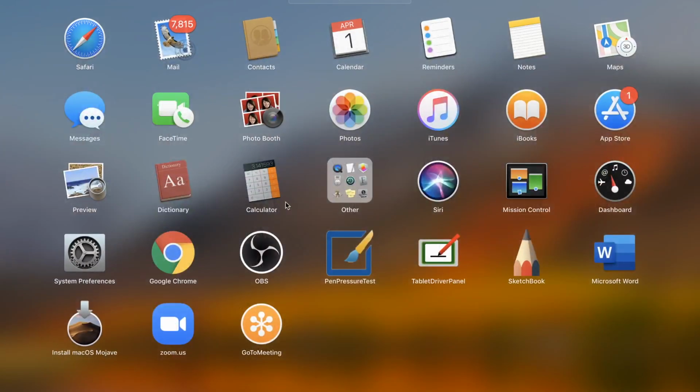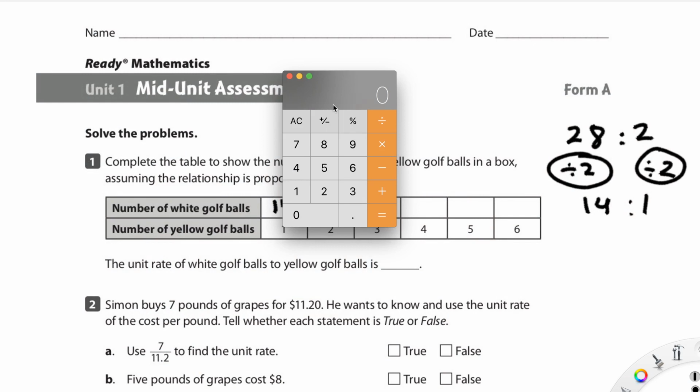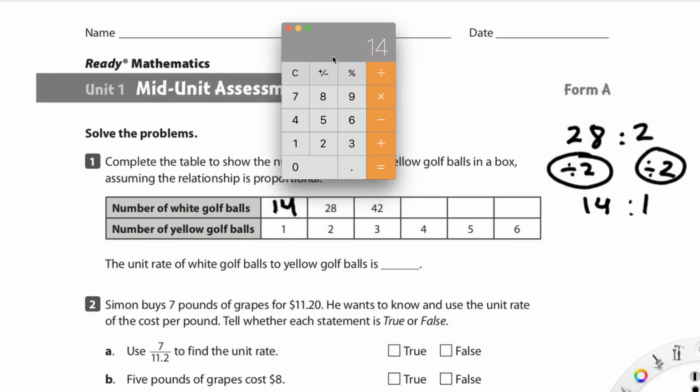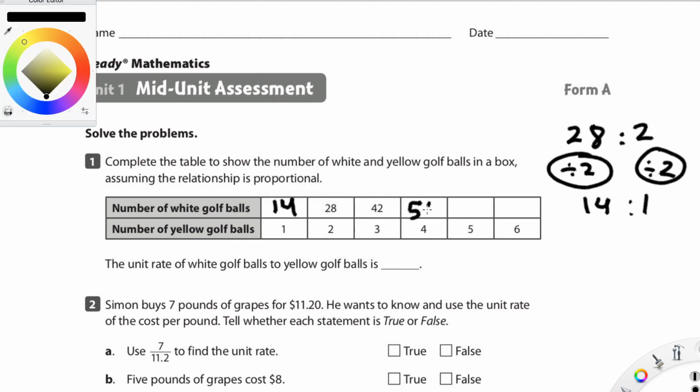Let me just show you with the calculator so you can see it. 14 times 2 is 28. 14 times 3 is 42. 14 times 4 is 56. But let's say you don't like using the calculator. You can just write a skip count on the side.